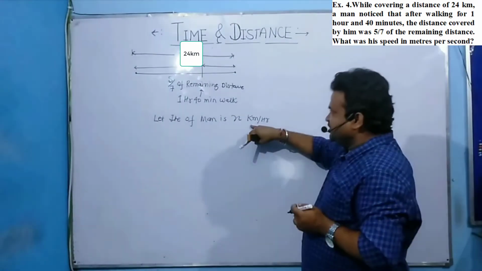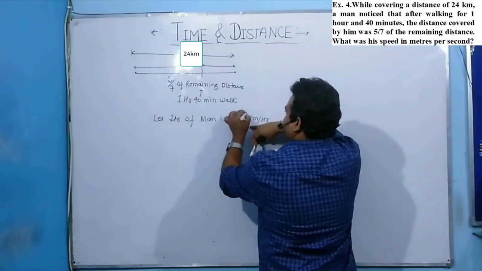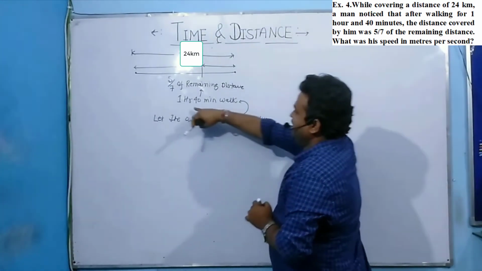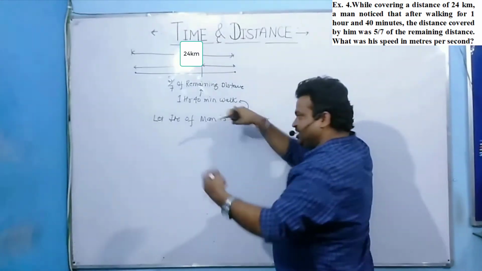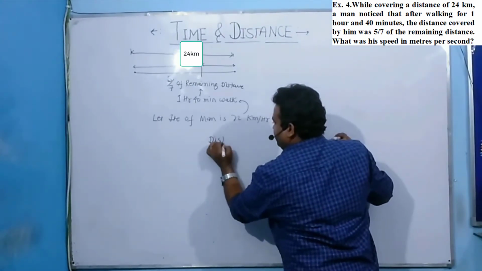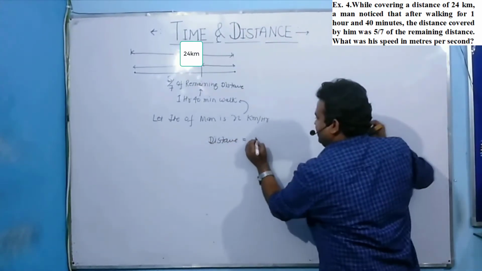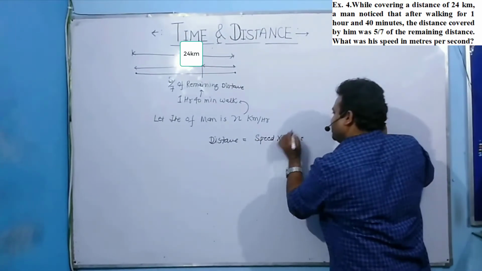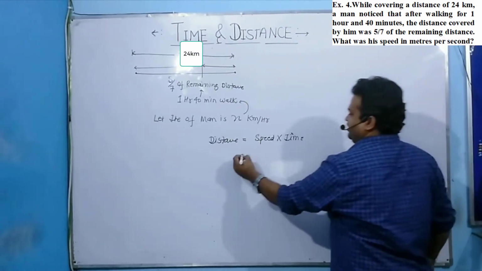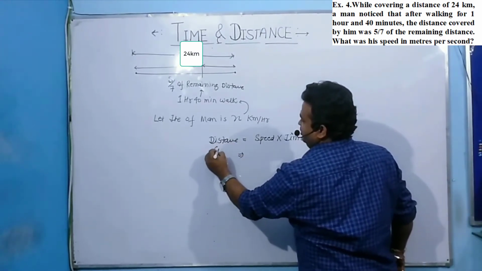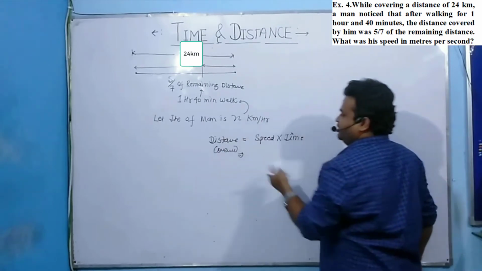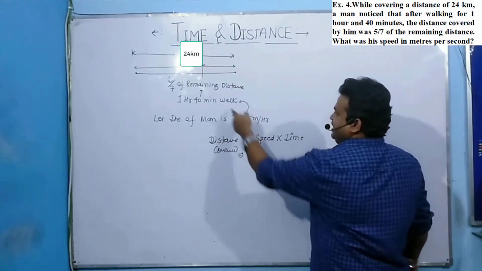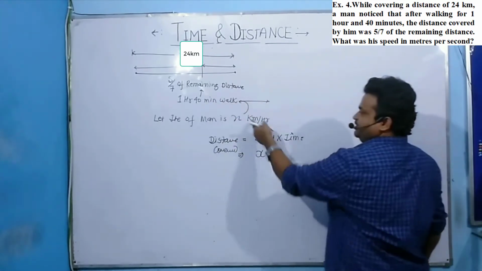At this speed, after a 1 hour 40 minute walk, how much distance did he cover? The distance formula is speed into time. Distance equals speed times time. So the distance covered by the man is speed x kilometers per hour, and the time is given in minutes.